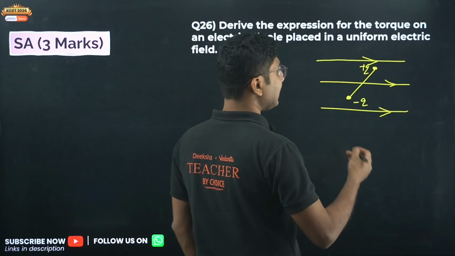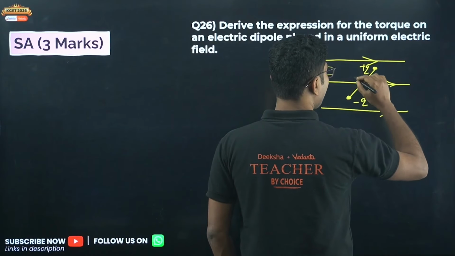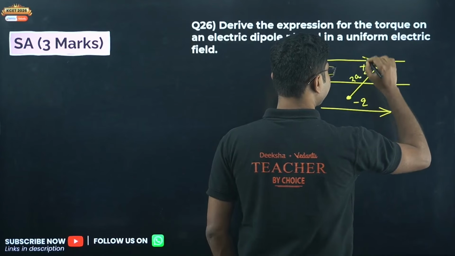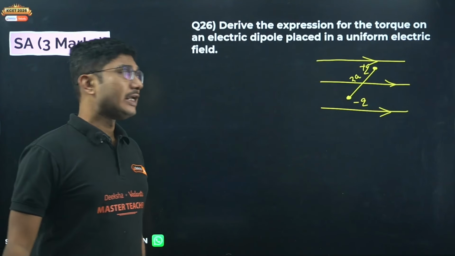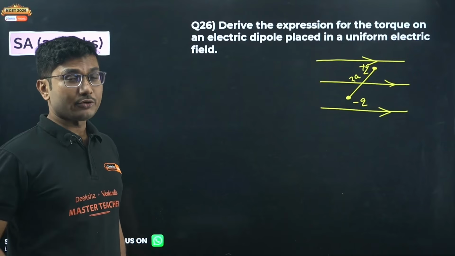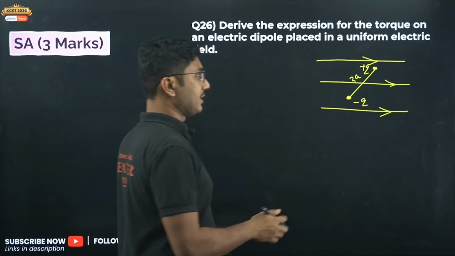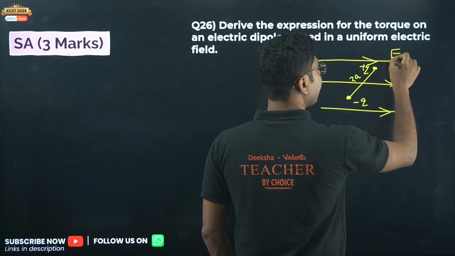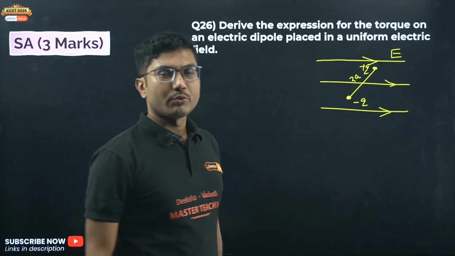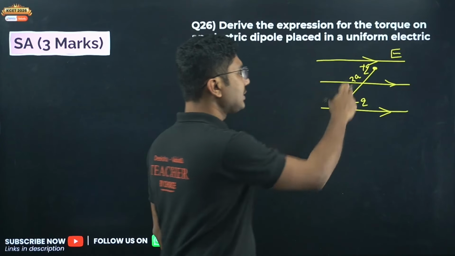Okay, dipole is basically 2 charges separated by a small distance, say 2a, and when you place it in a uniform electric field, it will not experience any net force, only net torque it will experience. Now suppose the electric field is E. Electric field is E, charge is Q. So what will be the force on this charge?